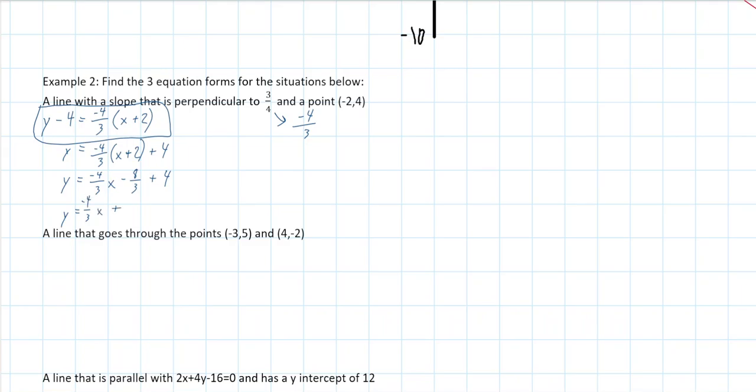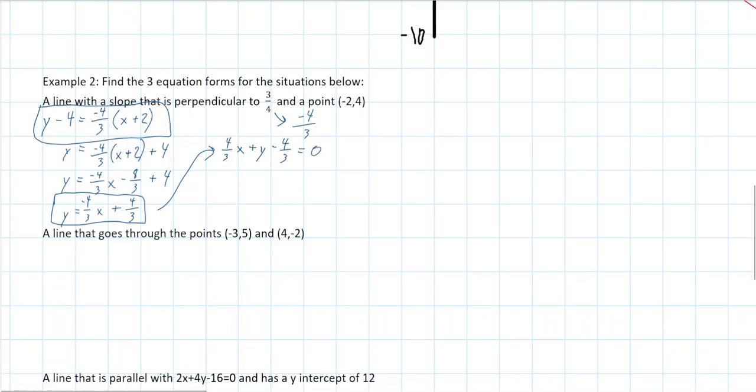So it's going to be plus 4 over 3. Okay, so that would be our y-intercept slope form. Now what we can do is shift this again and try to get it equal 0. So actually let's shift it over the other way. So 4 over 3x plus y minus 4 over 3 equals 0.